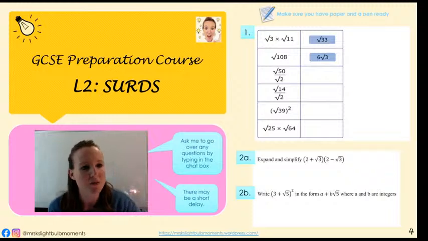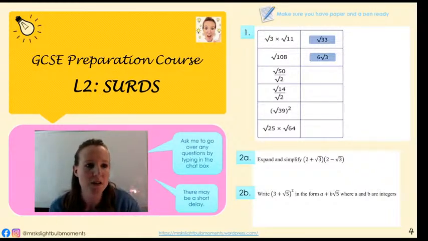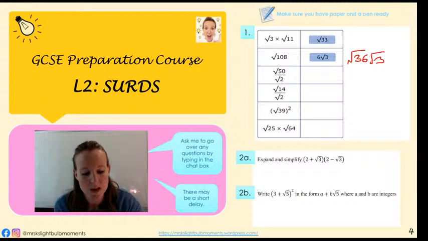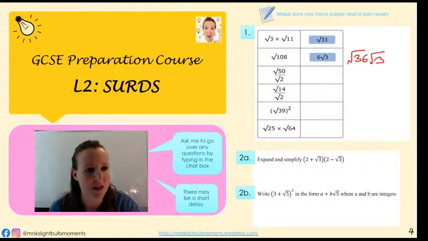The next one, we get 6 root 3. And that's because if we look for a square factor of 108, so a square number that goes into it exactly, the largest one we find is 36. 36 goes into 108 3 times. So we could rewrite root 108 as root 36 root 3. The square root of 36 is 6. So that's how we get the answer 6 root 3. Always write your square number first because it makes it simpler when you simplify it.